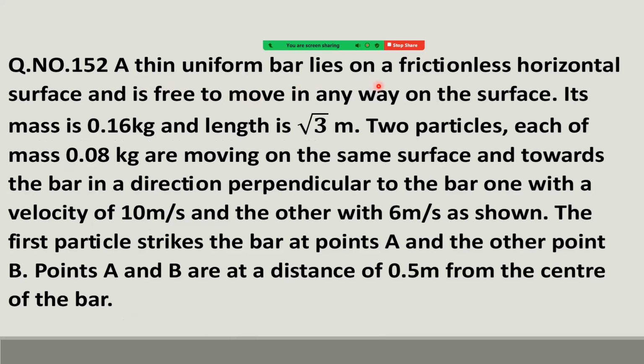A thin uniform bar lies on a frictionless horizontal surface and is free to move in any way on the surface. Its mass is 0.16 kg and length is root 3 meter. Two particles, each of mass 0.08 kg, are moving on the same surface towards the bar in a direction perpendicular to the bar, one with a velocity of 10 meter per second and the other with 6 meter per second, as shown. The first particle strikes the bar at point A and the other at point B.